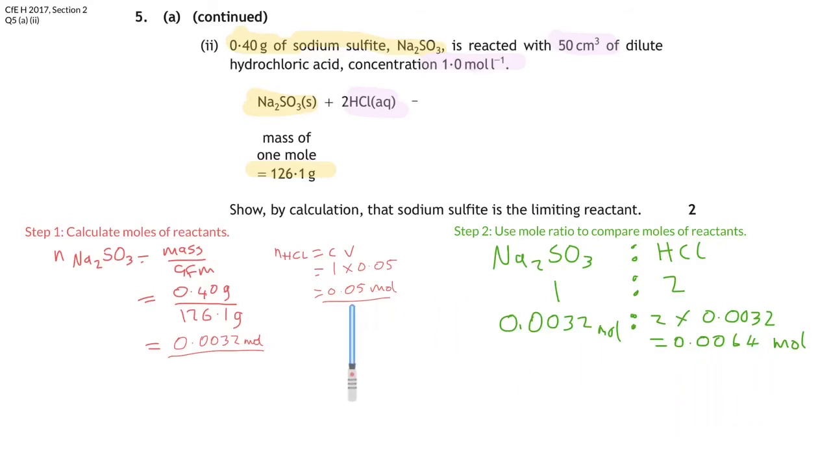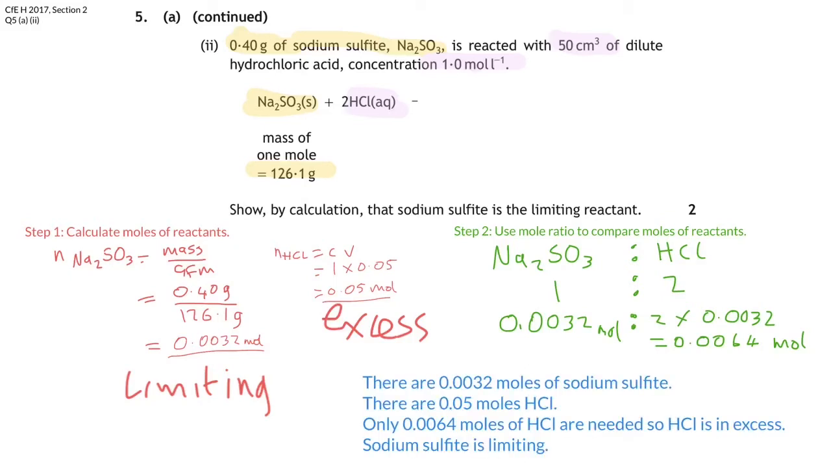Let's check back to our hydrochloric acid here. We've got 0.05 moles and it's 0.0064 moles we need. So we've got nearly 10 times as much hydrochloric acid as we need. That tells us that the hydrochloric acid is in excess, whereas the sodium sulfite is limiting. And now we need to finish up with a wee sentence saying that.